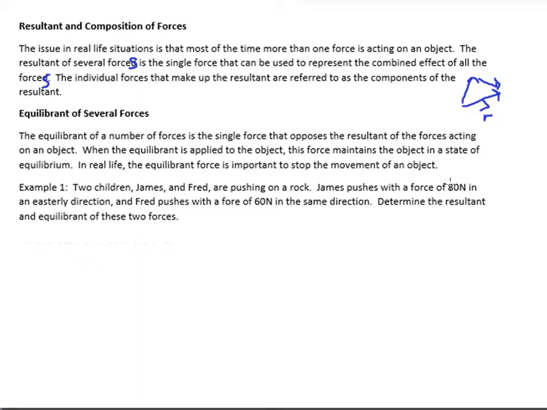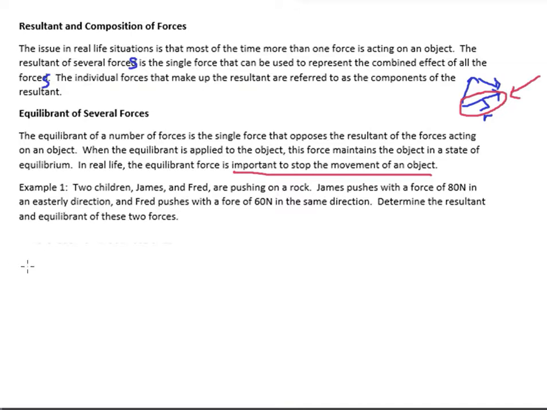If in this diagram we see that the resultant is moving in this direction, the equilibrium force is going to offset that resultant. It's going to be the same magnitude but in the opposite direction of the resultant, because it's going to ensure that the object doesn't move. In real life this is important because it's important to stop the movement of an object.